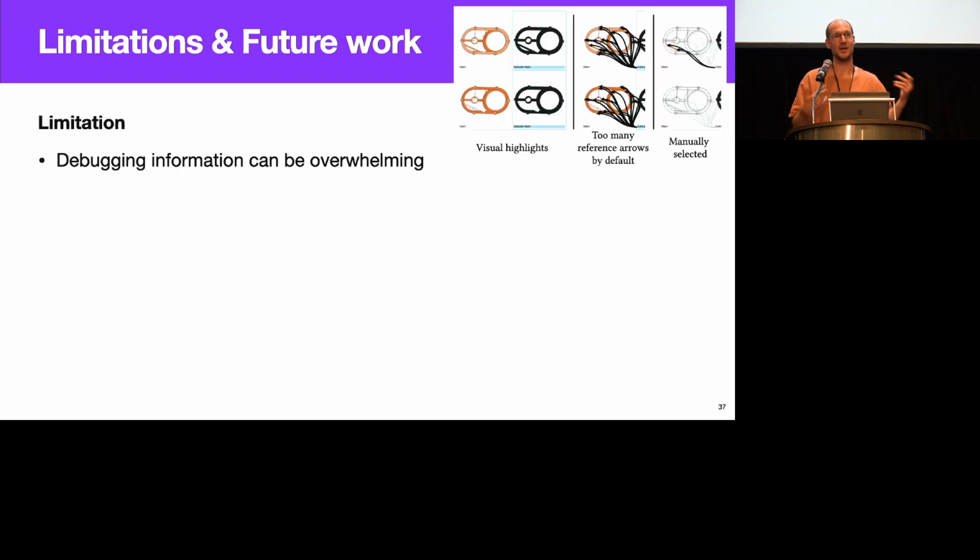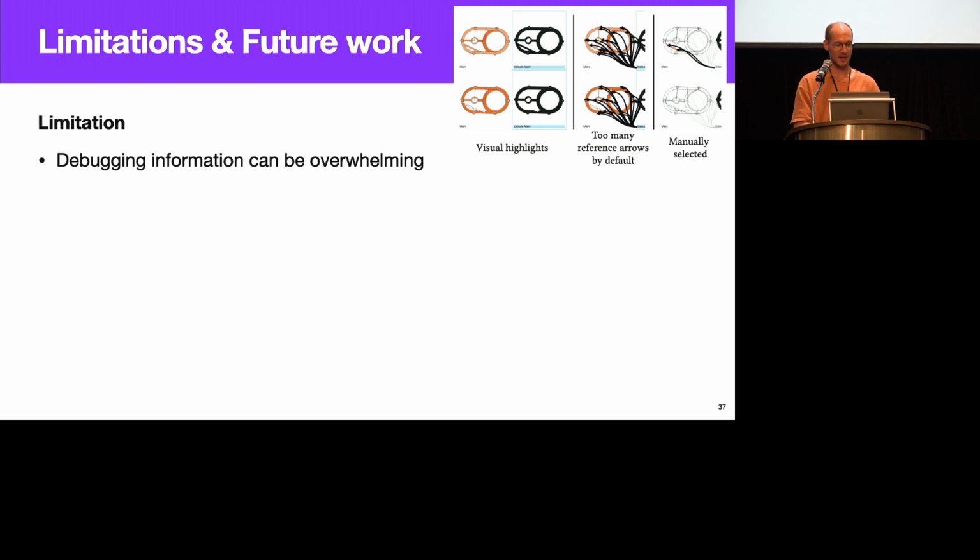In terms of limitations and future work, well, the main limitation of our work is actually that we are providing more information. And that comes at the risk of overwhelming users. For example, our reference arrows can sometimes be difficult to parse if an operation has too many references in the first place.